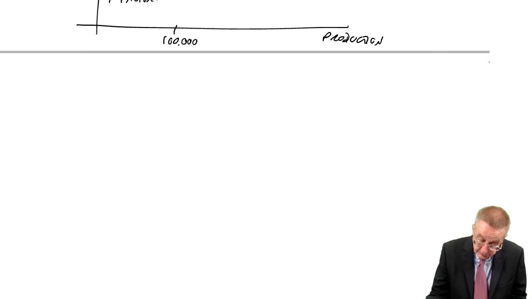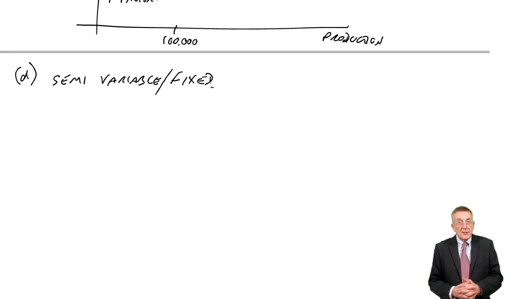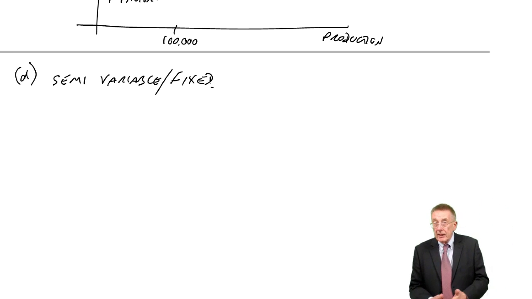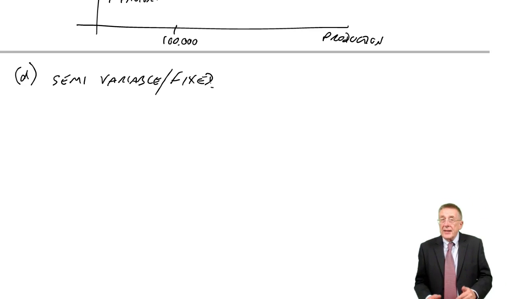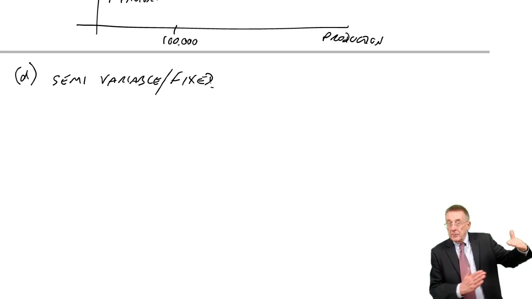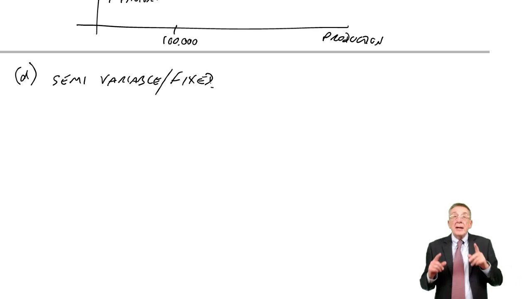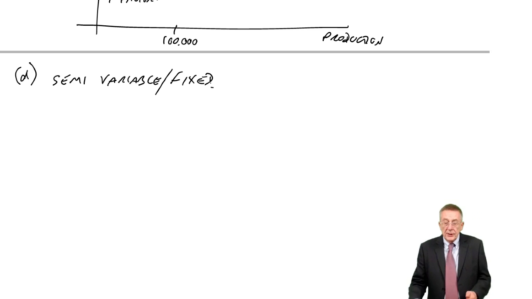Finally, semi-variable fixed. Now, I've explained a variable cost. Something like materials is variable. $5 a unit, more units, more cost. I've explained fixed cost. Forget the step for the moment, but something like the rent of the factory. Total cost is fixed, whatever the production. But a lot of costs are a combination of the two.